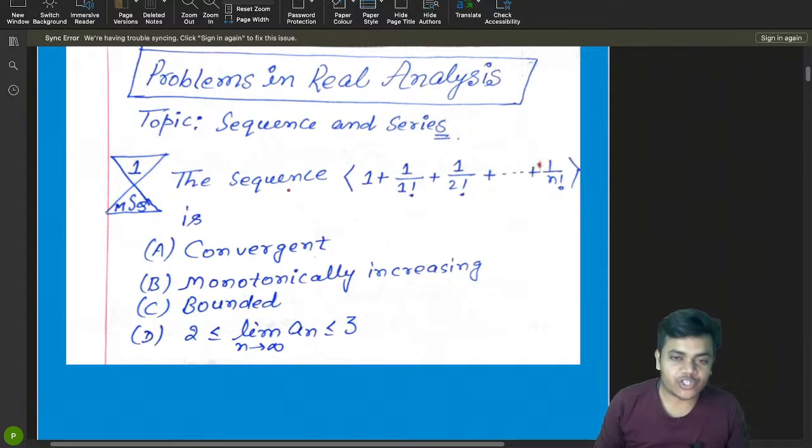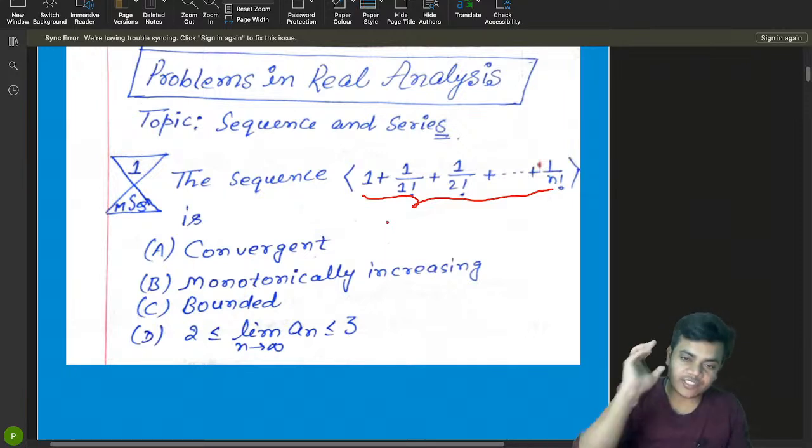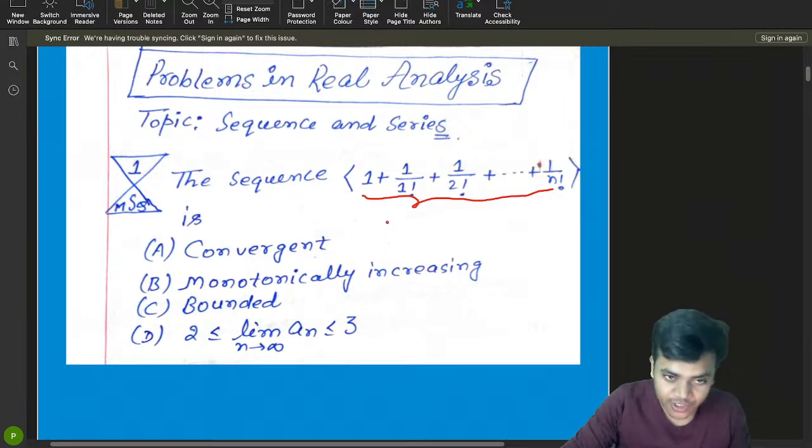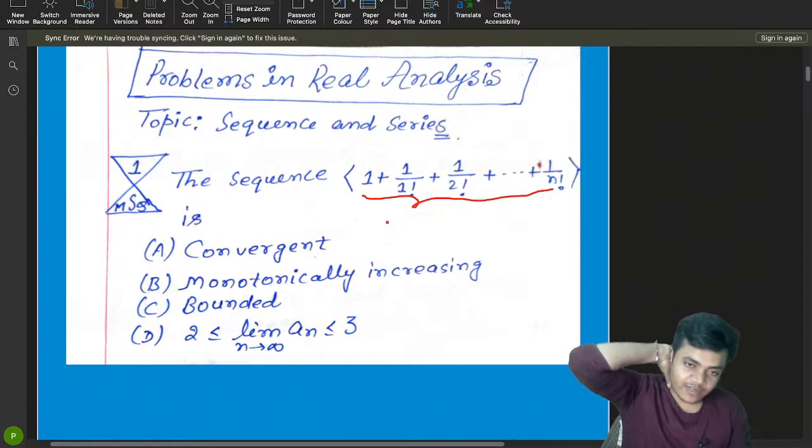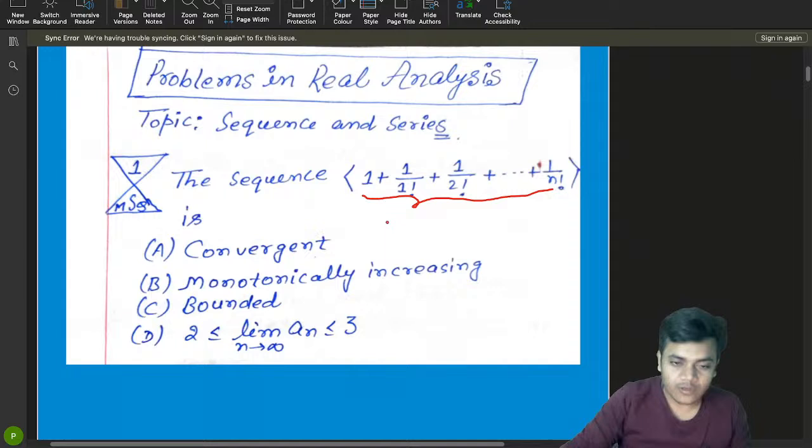And in this very first question, a sequence is given. This is the nth term of this sequence. And thereafter, they are asking about its convergence, its monotonicity, its boundedness, and about its limit as n tends to infinity. So there are four options, and certainly some results related to real analysis may help you to do this question.